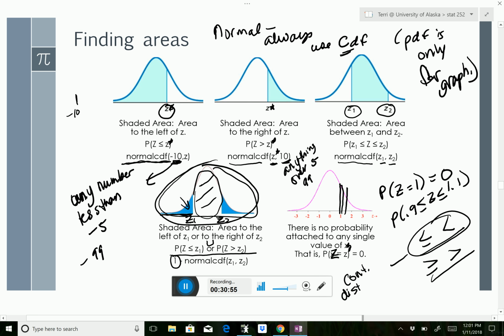so these two things are not different. It doesn't matter if you say less than or equal to or less than. It doesn't matter if you say greater than or equal to or greater than. Of course there's a difference between less than and greater than, but there's no difference between less than or equal to and less than, and there's no difference between greater than or equal to and greater than.